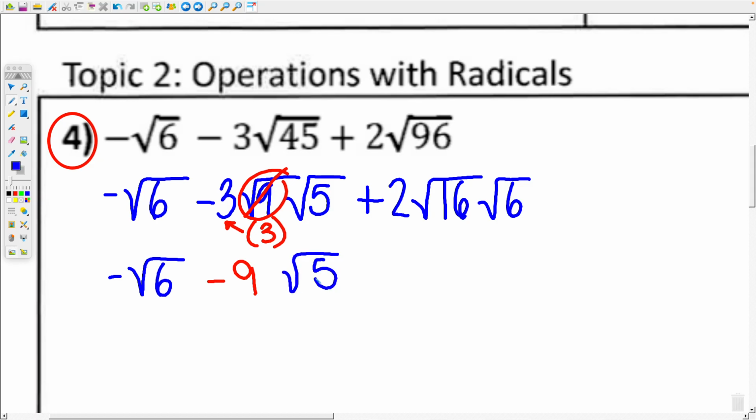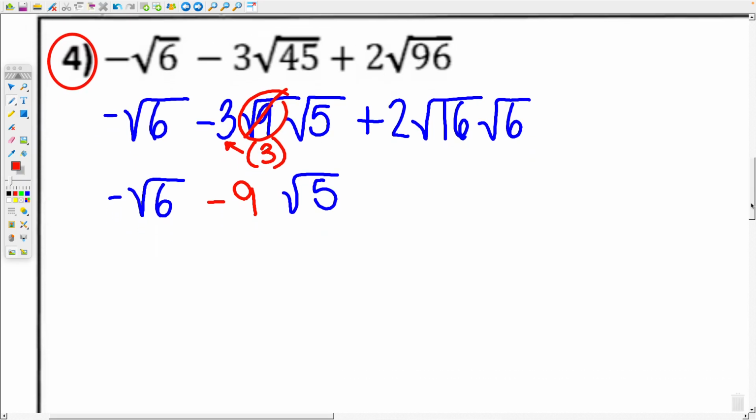And then look, I have a square root of 16 that I have to simplify. Do you know what square root of 16 is? Good. So this crosses out. It becomes 4, but I multiply it by the 2 that's already there. So I now have 8. And then I bring down the radical 6 again.